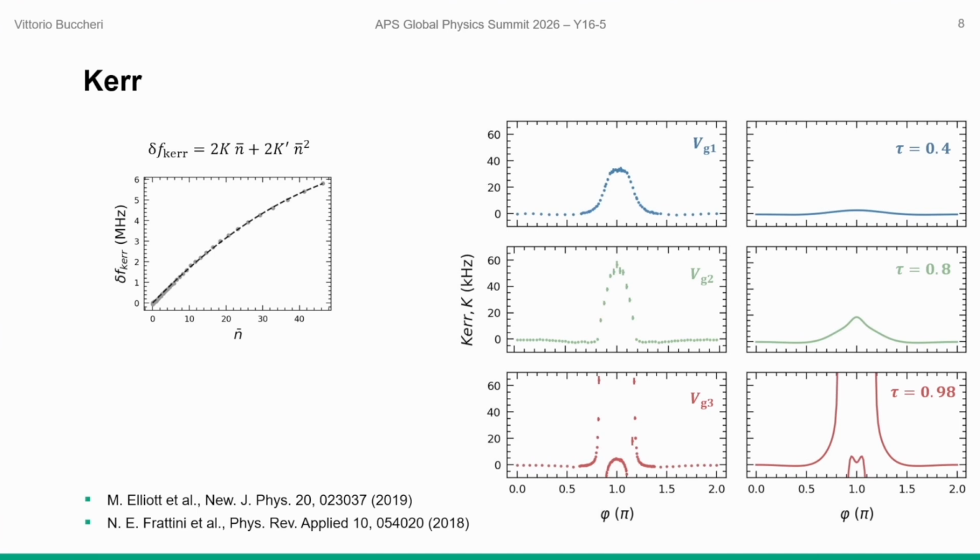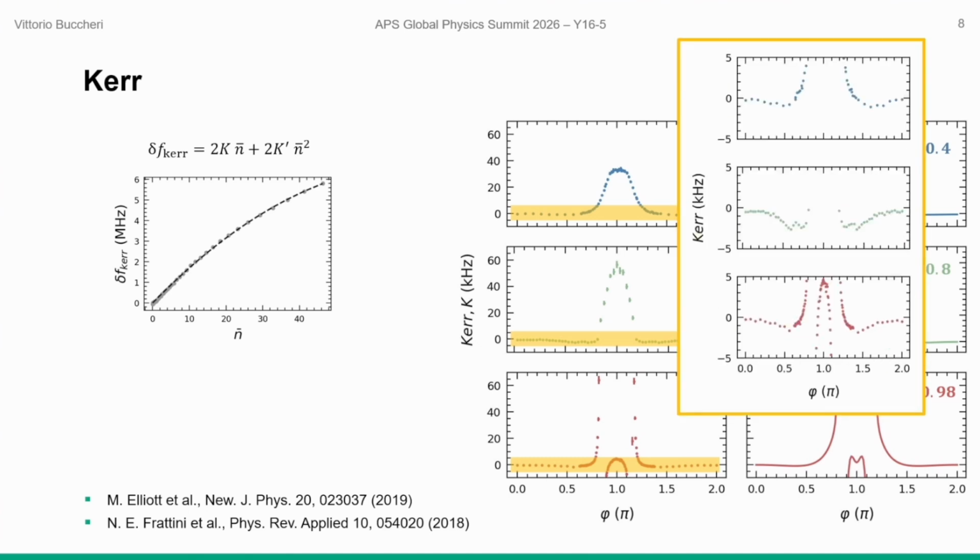I want to focus on pointing out how well we can tune the Kerr in this device. If I show you a zoom of our data close to zero Kerr, we see that we can move the Kerr from positive to negative values, using the phase and the gate. And this is very useful for several kinds of applications where, for example, we want to nullify the Kerr.